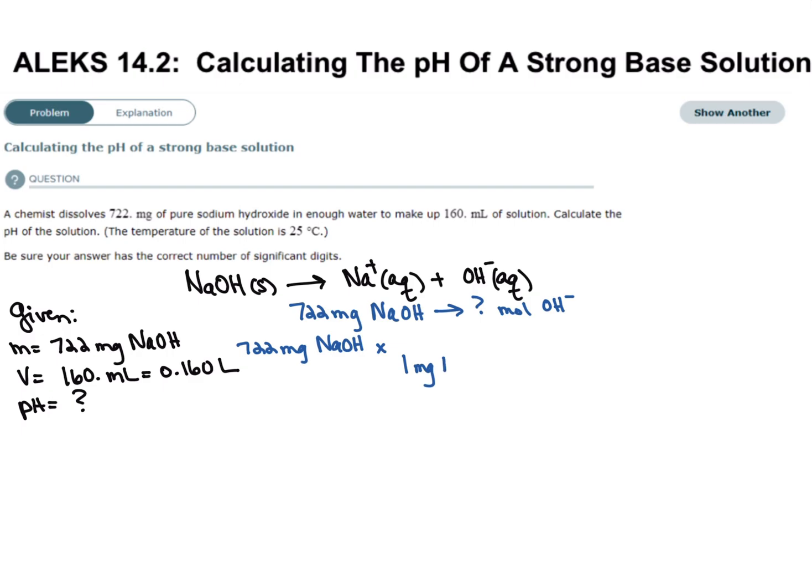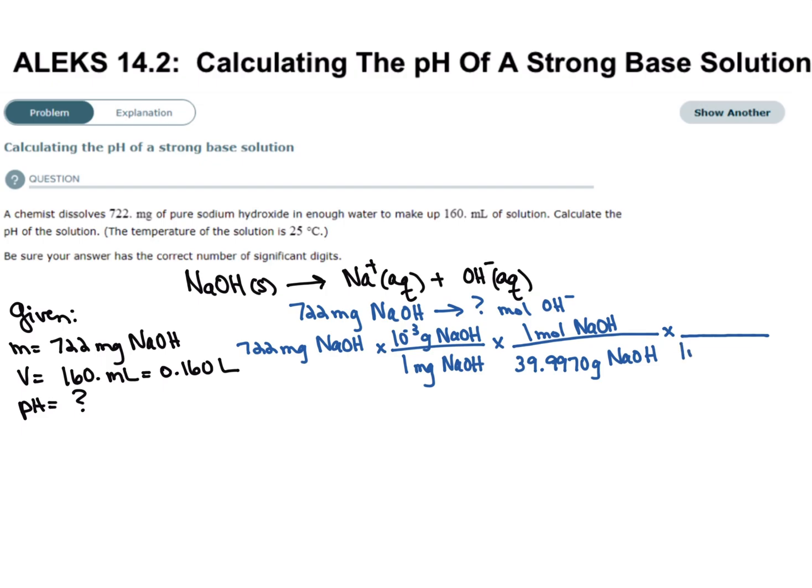1 milligram is equal to 10 to the negative 3 grams. Grams is in the numerator, so I need grams in the denominator. The periodic table will give us the molar mass. Now I'm in moles of sodium hydroxide. I can go ahead and take a look at the balanced chemical equation. From the coefficients, I see for every 1 mole of sodium hydroxide, I have 1 mole of hydroxide.